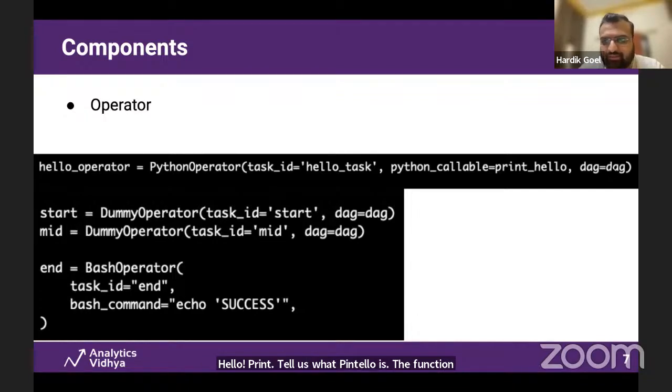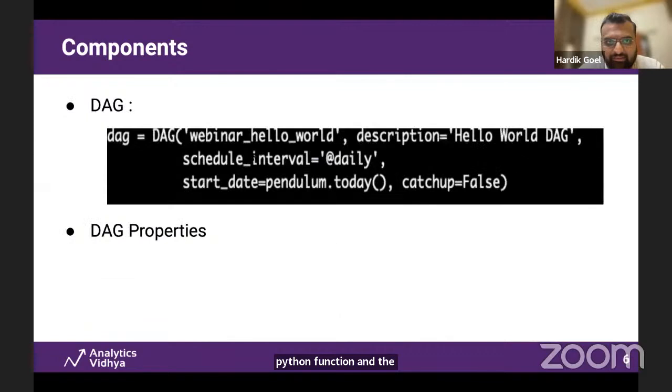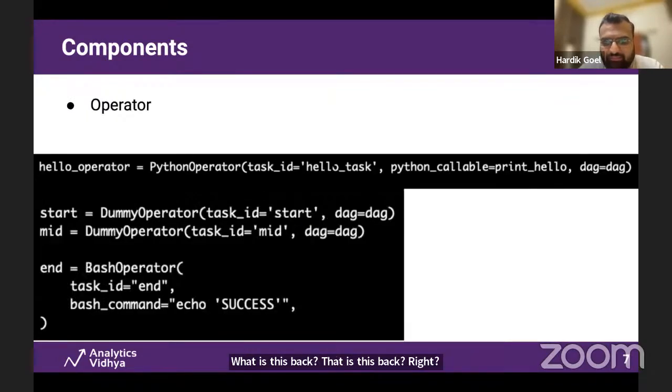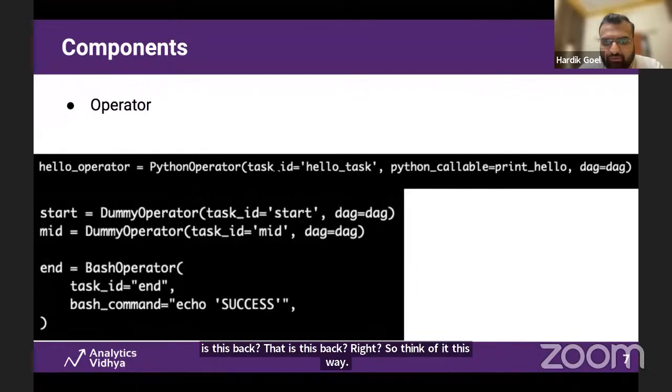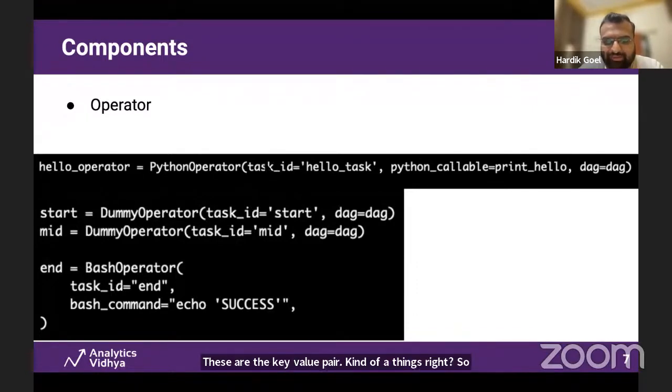And the DAG is equal to DAG. What is this DAG? DAG is this DAG, right? So think of it this way, these are the key value pair kind of things, right? So keys are fixed, which are expected out of this operator, and the values are things which we'll be providing on the fly when we'll be creating a DAG. You'll understand more on this when you see the demo of it, right? But bear with me for some time.